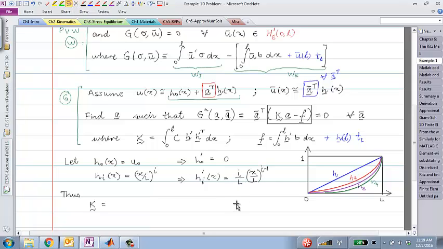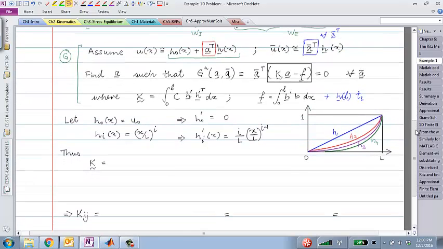Yeah, only L, not L to the power i. That's just chain rule, because if I take the derivative of this, then I need to go back in and take the derivative of this guy with respect to x, which would be 1 over L, right? So that would be the derivative of the hi functions. And now I can calculate my k, which is given by this expression.